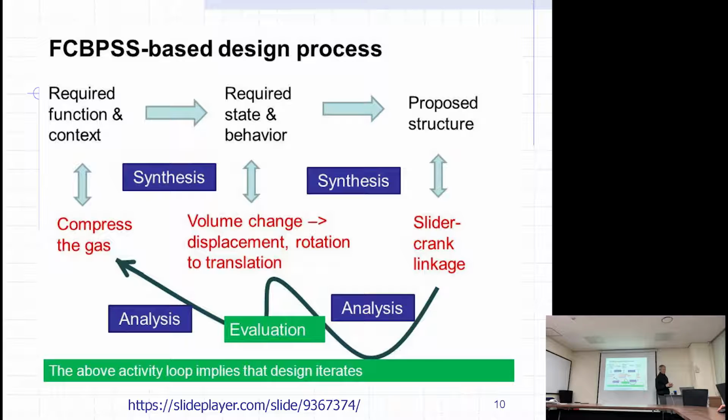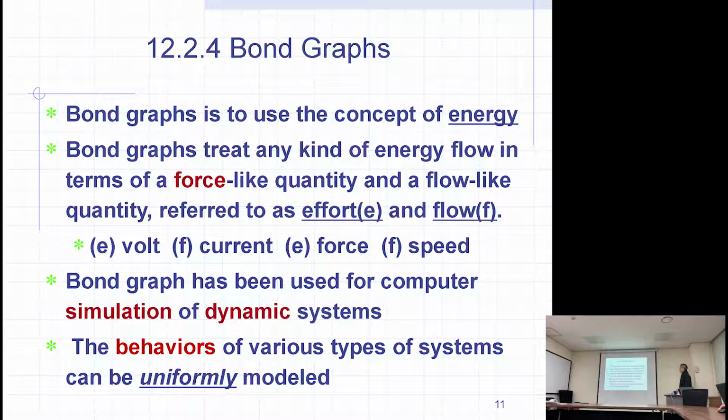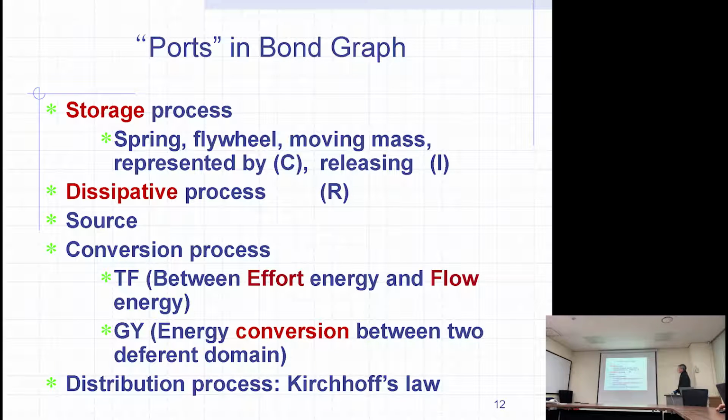Synthesis is combining integrity. Bond graph is another way. The new idea at the time was the use of energy ideas, so of course it's more physics-based: quantity, flow, energy, force, effect, volt and current, force and speed. It is for dynamic system simulation: a car, or robot, or airplane, or ship. So various types of systems or part components can be modeled by bond graph ideas, a simplified modeling. There is a port in bond graph, storage, dissipation, because it's energy ideas, and energy conversion.